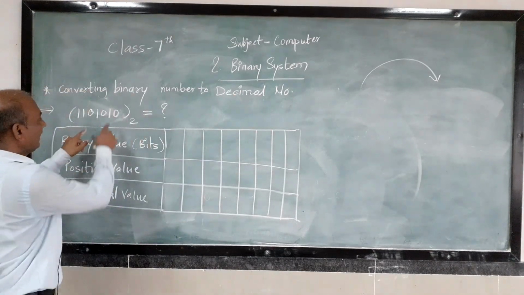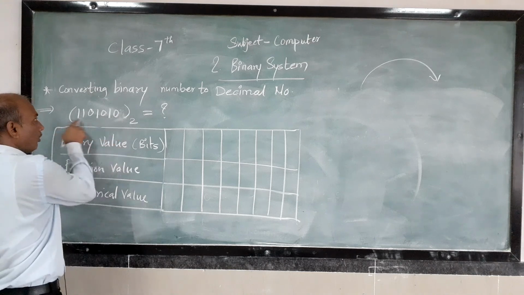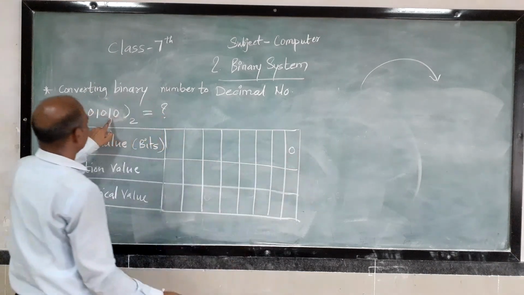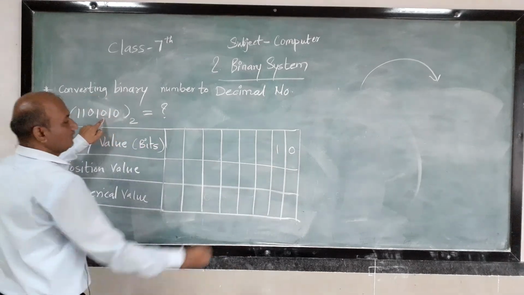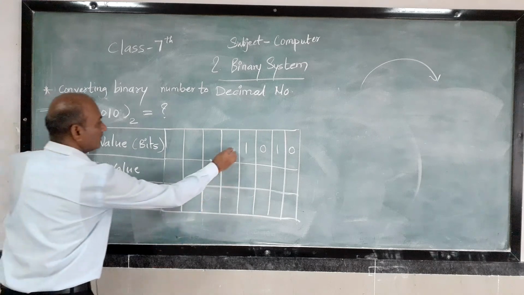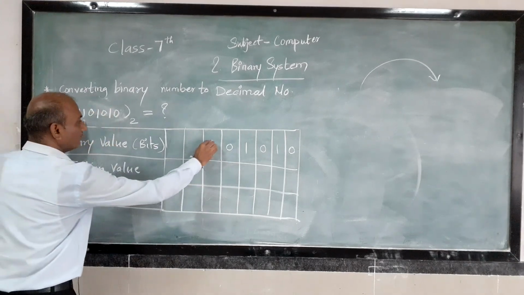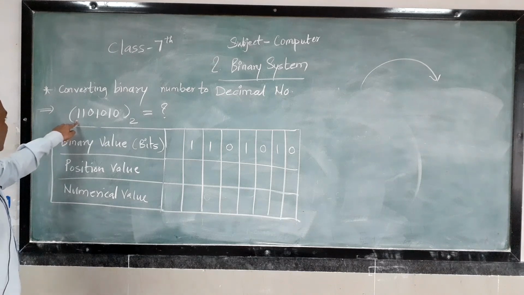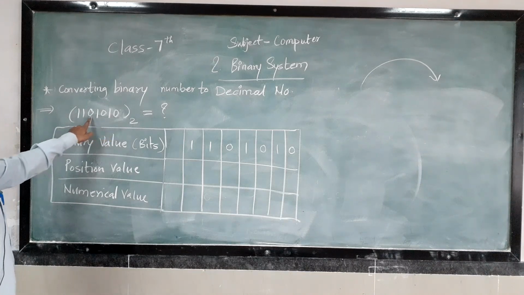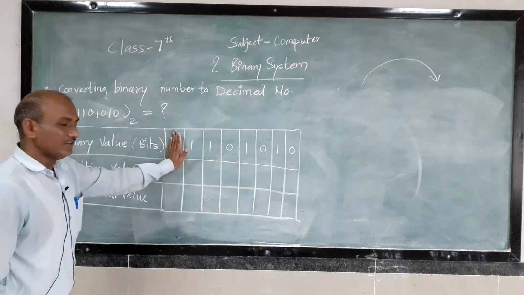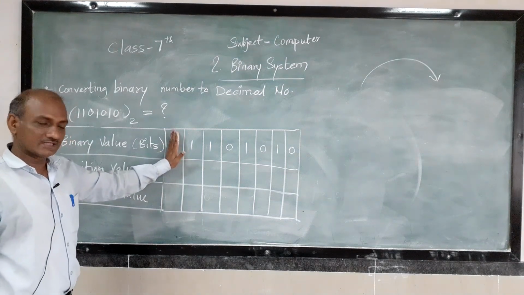See, first we write from the rightmost digit here. What? 0. First we write here 0. Then 1. Then 0. Then 1. Then 0. Then 1. Then 1. Okay? 1, 2, 3, 4, 5, 6, 7. Only 7 digits are there.